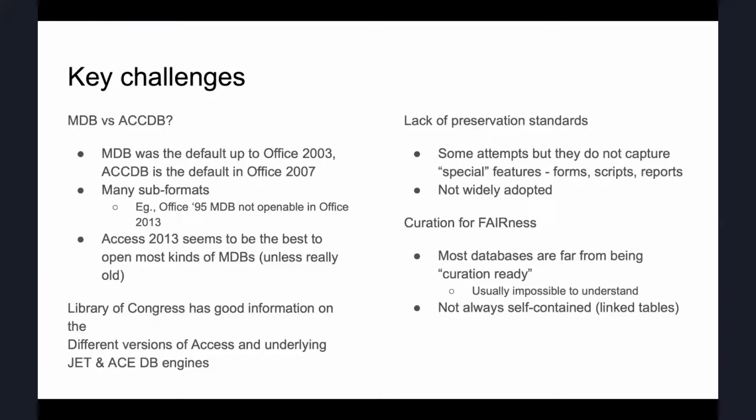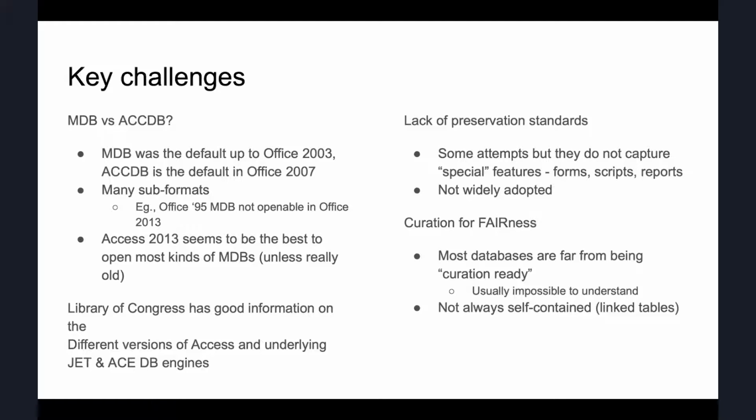So some of the key challenges, still on the topic of file format: if you've ever worked with Access, you might have seen either a .mdb file or a .accdb file. These are two different, incompatible formats that were used in different versions of Microsoft Office. Even within the same format, say MDB, there can be different subformats. So an Office 95 MDB may not be openable in later versions of Office. However, we determined that Access 2013 seems to be the best choice right now in terms of opening the most kinds of files. But there's really no one program that can open everything.